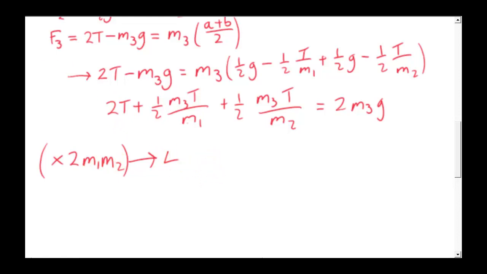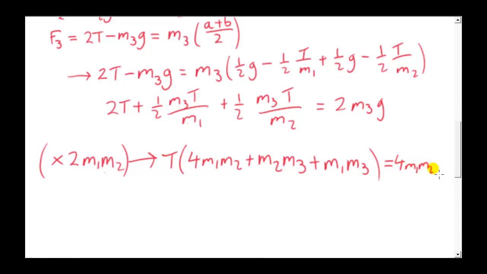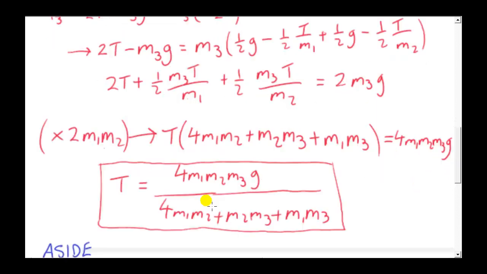I just want to take T out of this. 4 M1 M2. 2 times a half is 1. One of the M1s cancel, so you get M2 M3. For this term, the M2 cancels, and you're left with M1 times M3. Okay, and on the right hand side we have 2 M1 M2 times 2 M3 G. It's 4 M1 M2 M3 times G. Okay, so there's a formula for the tension.